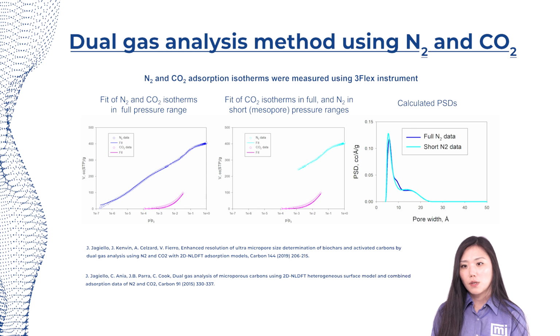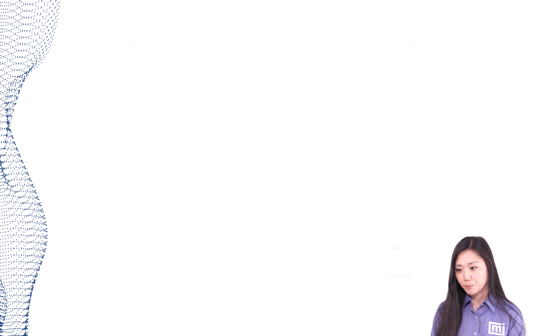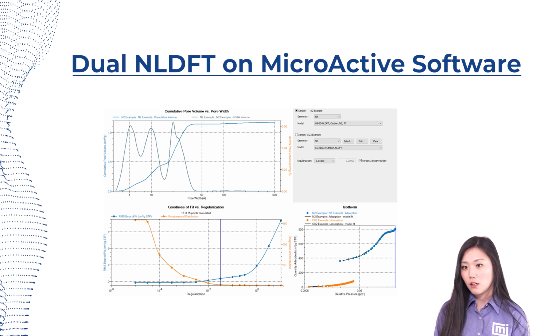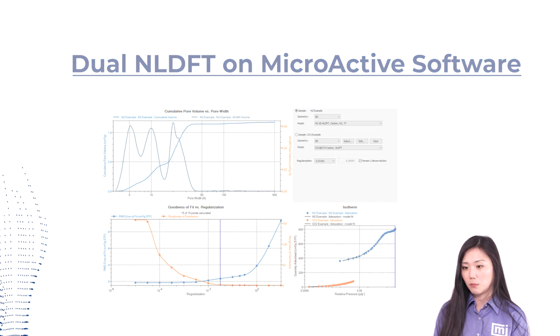On the far right, we have an overlay of the pore size distribution obtained from the dual model using the full nitrogen data versus the short nitrogen data, and we can see that they are very comparable. Here is how the dual NLDFT looks on the MicroActive software collected on the TriStar. By overlaying the CO2 isotherm, we can characterize the pores under 2 nanometers.